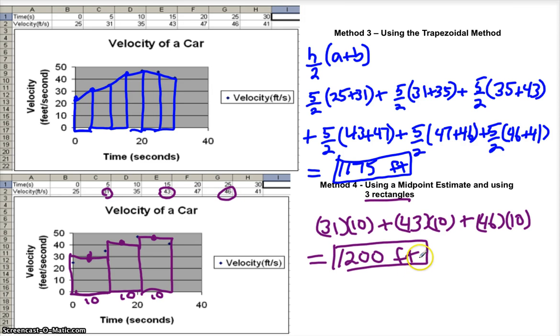So there you have it, the four methods: the left corner, right corner, trapezoid, and midpoint method. You need to be familiar with all four methods because AP exams will always ask you to use one of these methods in solving a problem with a set of values.